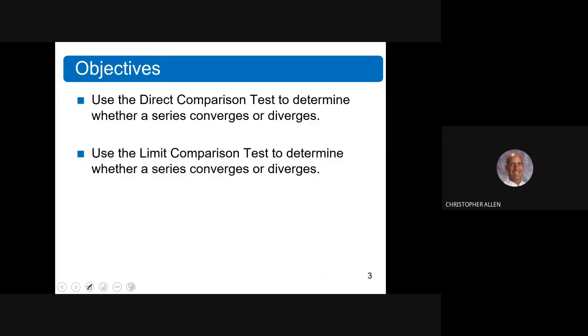And our objective today is to look at two tests. And again, we're still doing it. It might seem like we're just doing the same thing every week. We are. I'm just introducing two more tests today. So today we're going to look at something called the direct comparison test and the limit comparison test. And we're going to use those tests to figure out if the series converges or diverges.